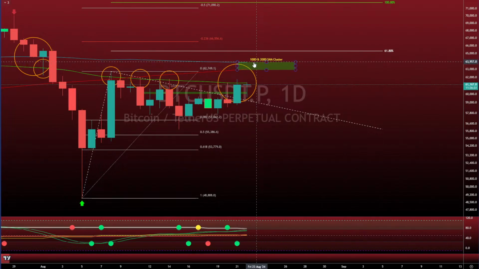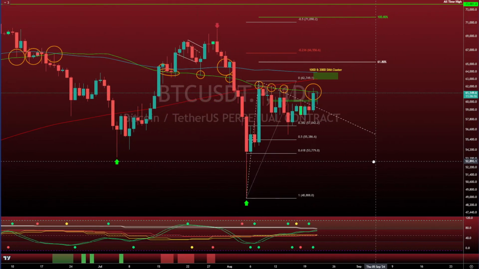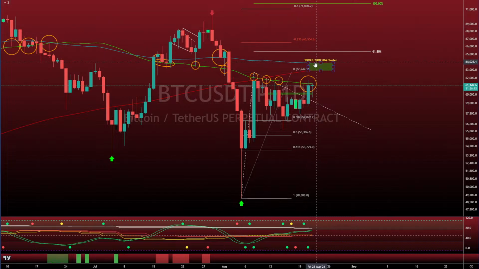That's going to be where the 100 and the 200 daily simple moving average are. And as I was stating on the TradingView update yesterday, we're in very close proximity for a death cross on the 100 and the 200 daily simple moving average. So these moving averages are also going to act as a magnet for price action to go towards, assuming we can close above that 50 daily simple moving average.